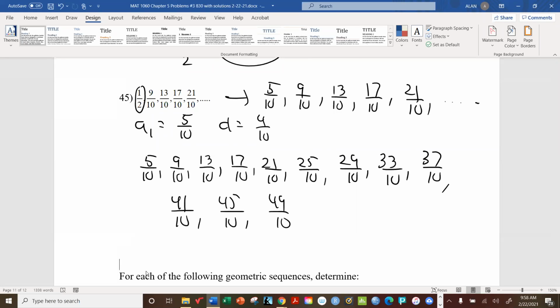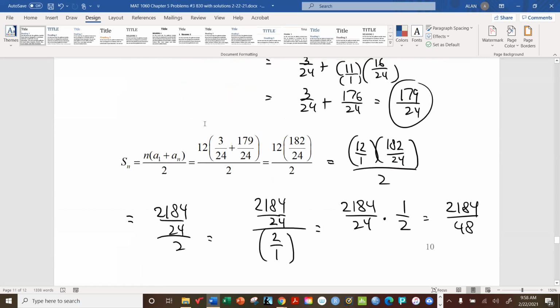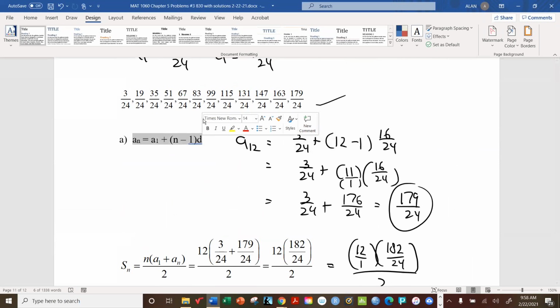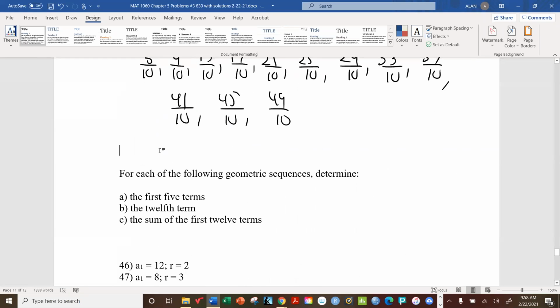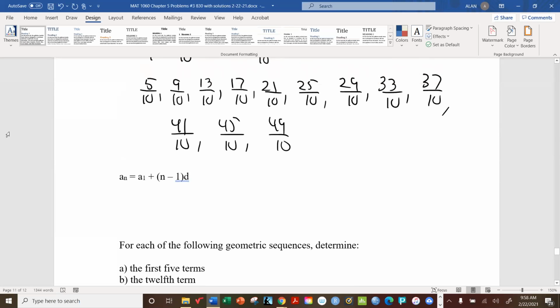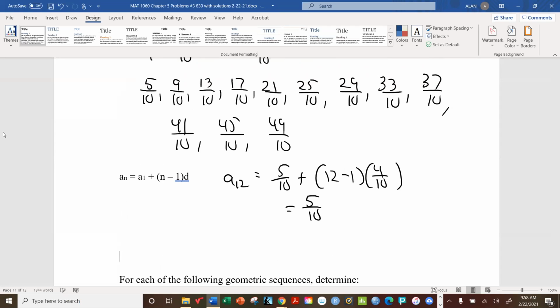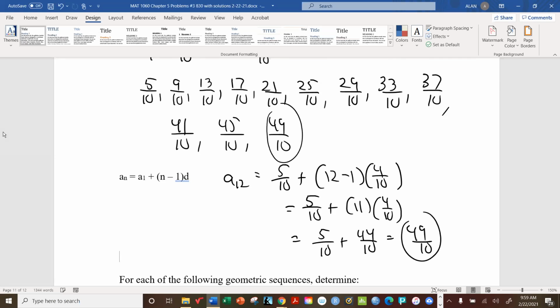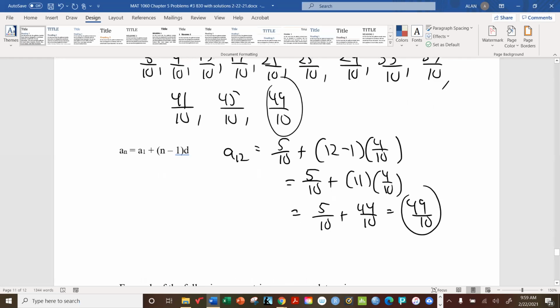Perfect. All right, so we can use the formula, even though we already know what it is. Not a problem. So the first term was, remember, we'll write it as 5/10. And when we're done, we'll see that we proved that we had it correct up here, 49/10. And then finally, we'll just do the sum of the first 12 and we'll be done.